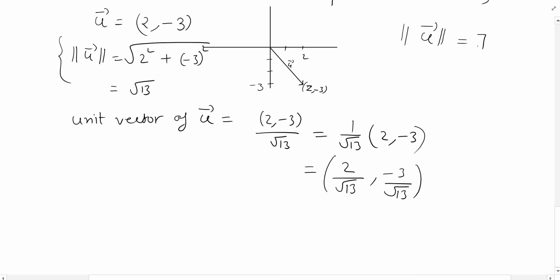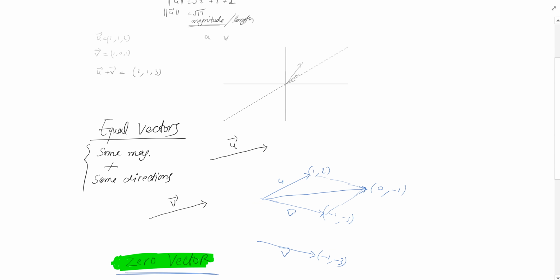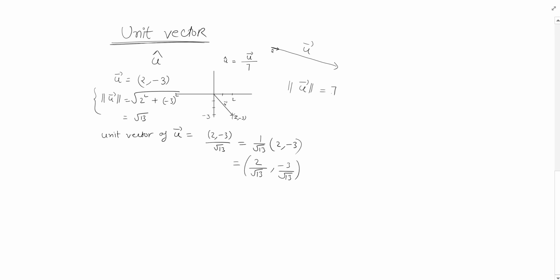Now, next thing. Scalar multiplication. Let's go to the next page and we'll talk about scalar multiplication.